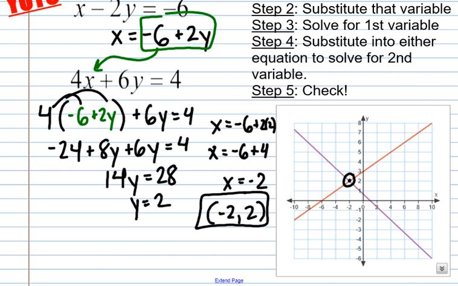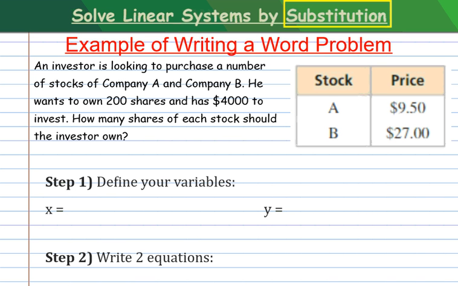Now what we're going to do is we're going to move on and we're going to start to use our idea of substitution to solve word problems. And the only way to get better at those type of ones is just to practice them. They're not too difficult once you've seen a few and you kind of understand the structure.